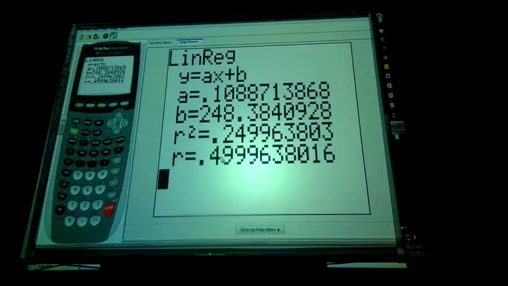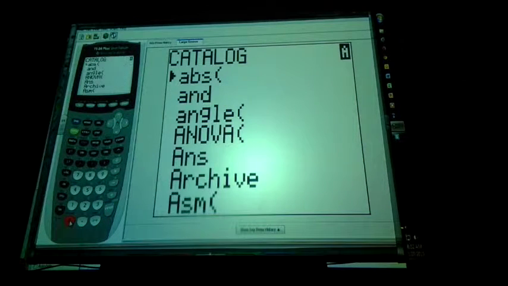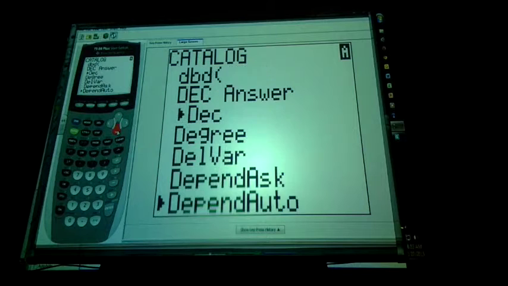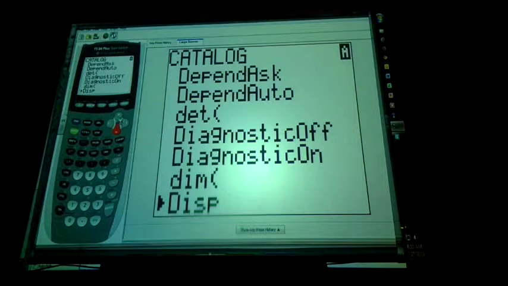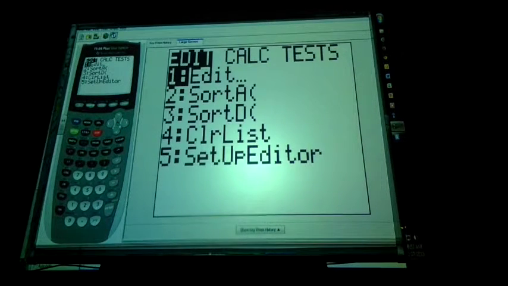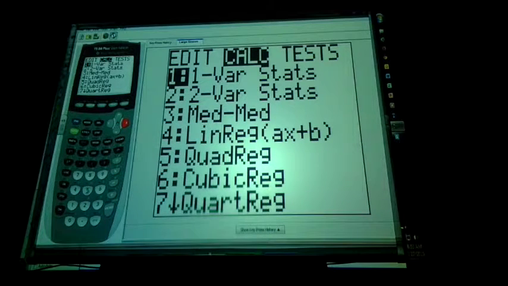Okay, on your calculator, you can follow me on this. You're going to go second catalog, so down here, second of 0. Find the letter D. That'll take you down to the D's in the alphabet, and then scroll down to diagnostics. You want to turn your diagnostics on. Hit enter, and that says done. Now your diagnostics will stay on. It'll give you the R and the R squared value. So second calculate, linear regression.